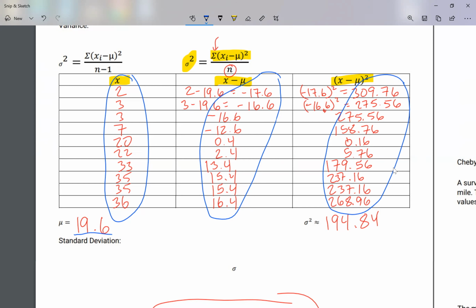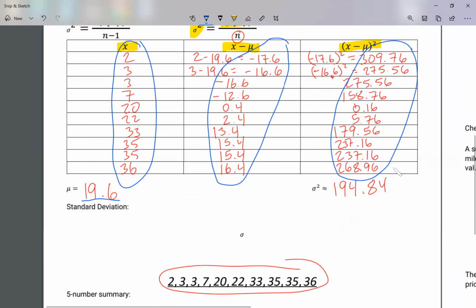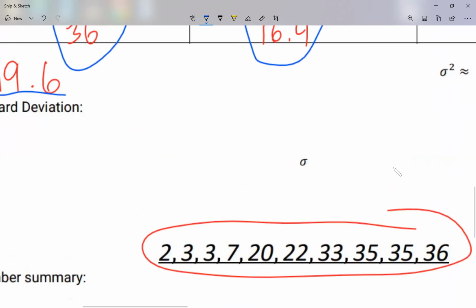I know for the homework, I'm going to be asking for variance and standard deviation. Okay, so far we know how to get the variance. Variance, a little bit of work. I'm not going to deny that. A little bit of work, but not impossible. Okay, variance will be pretty simple. Then I'm going to use the standard deviation.